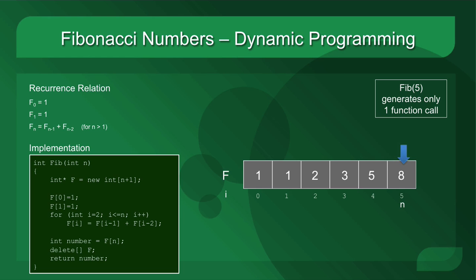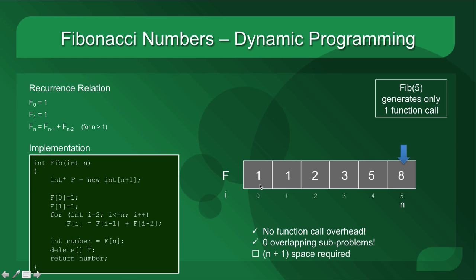So this is a very quick implementation, because you have no function call overhead, you have no overlapping subproblems, you're computing all the subproblems up to the final solution. And the only downside to this solution is that we had to store n+1 space. So if you wanted the 100th Fibonacci number, you have to store 101 integers or numbers or whatever you're using in your table here.